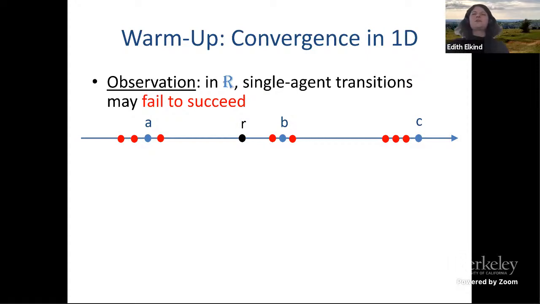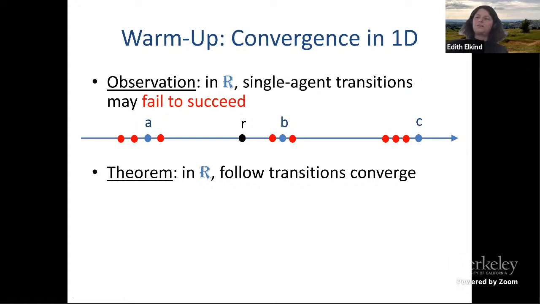Let's look at this metric space where we have three proposals, A, B, C. We have a collision around A, a collision around B, and a collision around C. It's easy to see here that B is actually supported by the majority. A majority of voters prefer B to the status quo, to the reality. But if these are the current collisions, single agent transitions are not going to get us there.